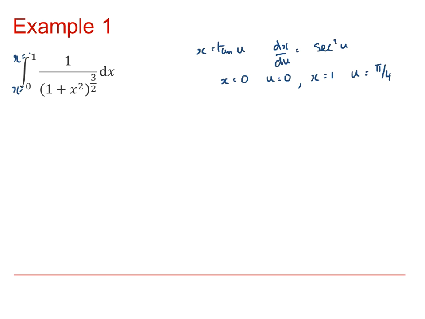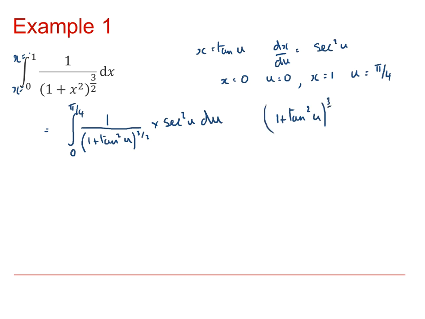So we can make all of this substitution now into our original integral, and we get an integral from 0 to pi by 4. These are now the limits using u. We've got 1 over 1 plus x squared becoming 1 plus tan squared of u, to the power 3 over 2. And then for dx, we make the substitution sec squared u du. Of course 1 plus tan squared is equal to sec squared, so 1 plus tan squared u to the power 3 over 2 must be equal to sec squared u to the power 3 over 2, or in other words, sec cubed u.